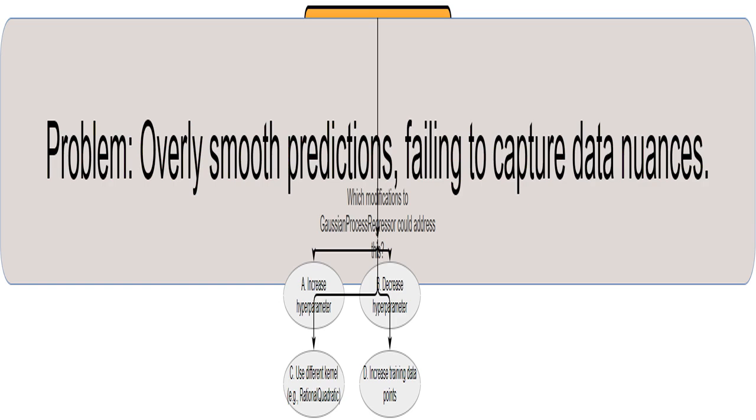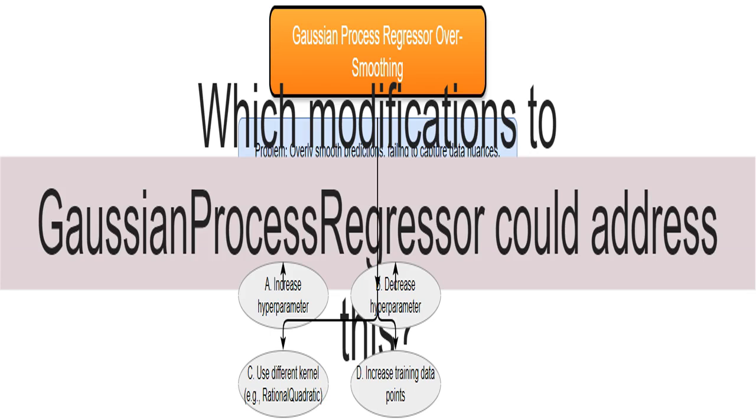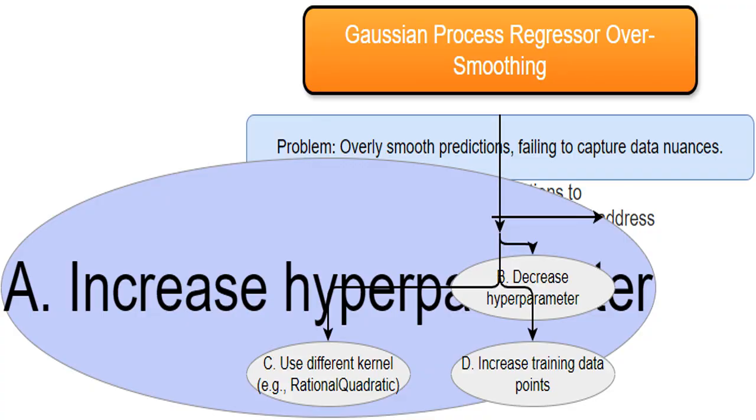We need to make it more detailed. This is the core question. I'll guide you through each option to find the ones that improve the model's ability to capture fine details in the data. Increasing alpha worsens it.